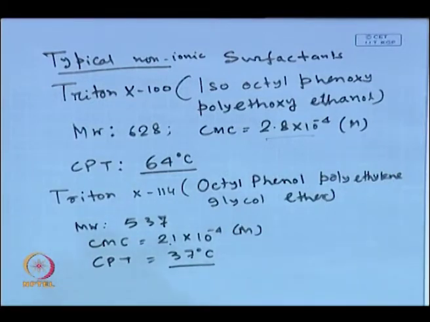So, if you would like to have a cloud point extraction using Triton X100, you have to go for a higher temperature. That means your solution temperature must be around 64 degree centigrade. So, you must spend much thermal energy to achieve that separation, because your operating temperature must be around 70 or 80 degree centigrade, so that it goes beyond the cloud point temperature.